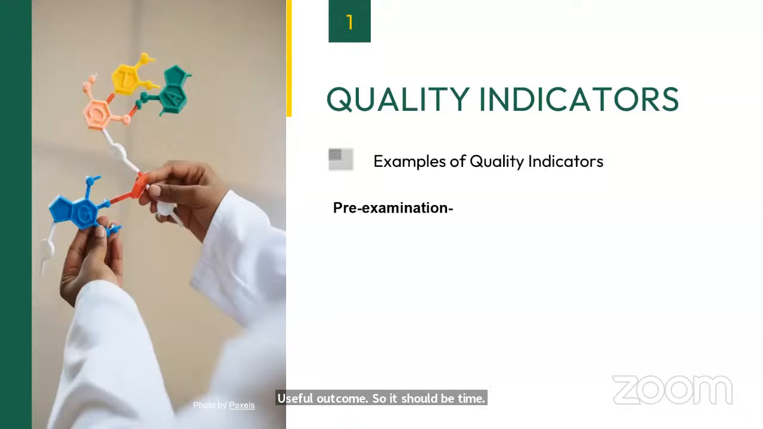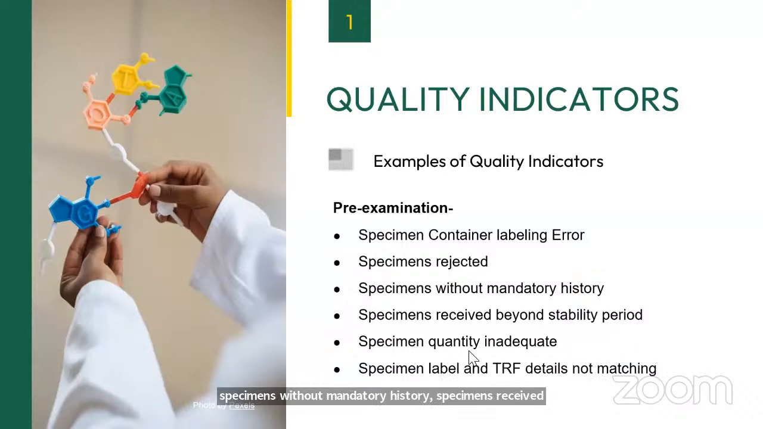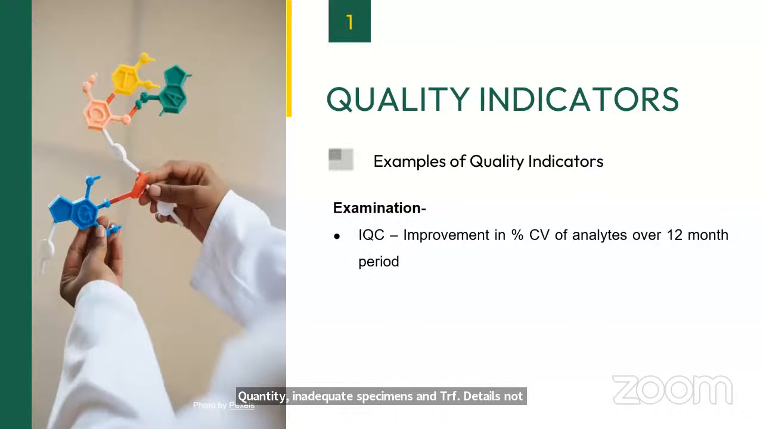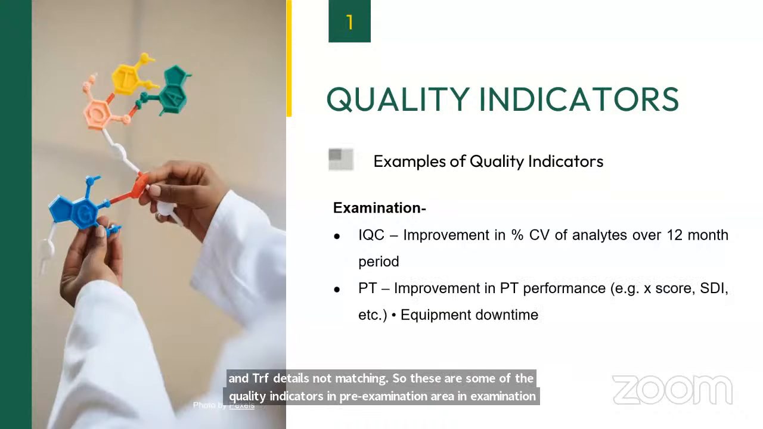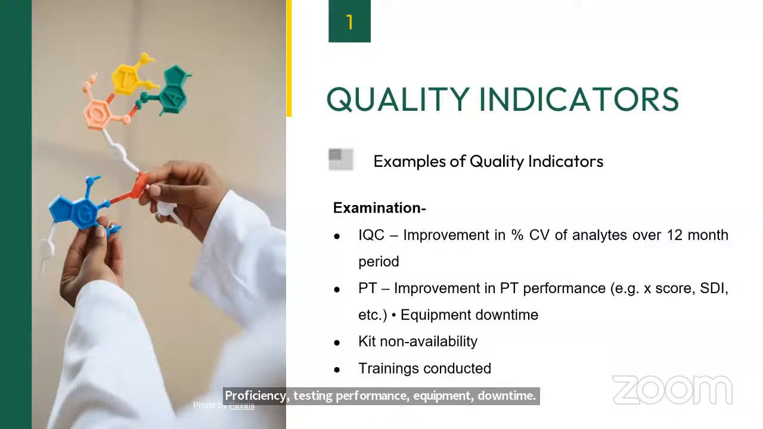Examples of quality indicators. Here we have included some examples of quality indicators from the pre-examination stages, like specimen labeling errors, specimens rejected, specimens without mandatory history, specimens received beyond stability period, inadequate specimen quantity, and specimen labels and TRF details not matching. So these are some of the quality indicators in the pre-examination area. In the examination area, there is improvement in percent CV of analysis over a 12 month period, improvement in proficiency testing performance, equipment downtime, kit non-availability, and trainings conducted.